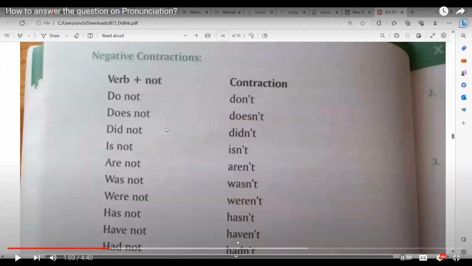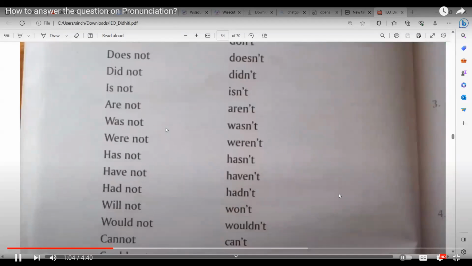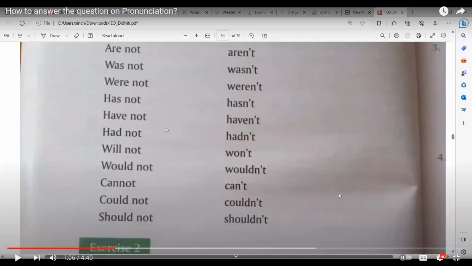I had not gone to the park till now. It will be I had not gone to the park. Okay, Shruti, can you give me an example with won't?